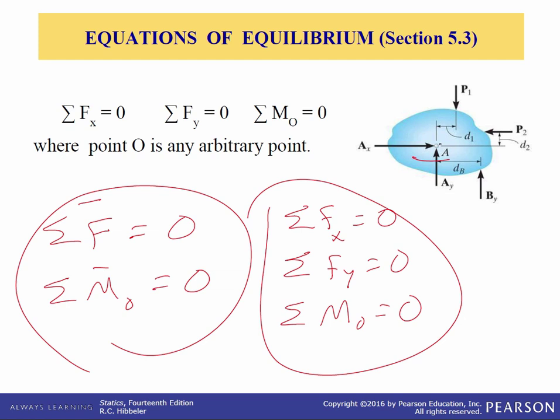So for instance, if I want to sum moments about point A, your sum of moments is actually about an axis that's perpendicular to the plane of the paper, and it's coming out of the paper at you.